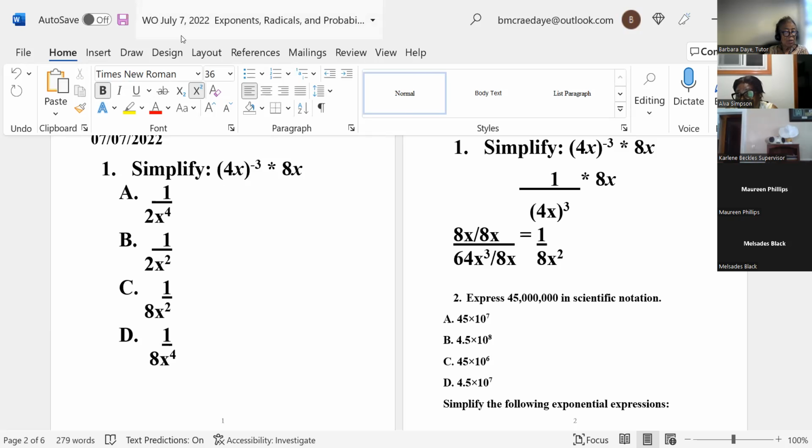Would it be B? Is that 1 over 8x to the second, Alva? Which one is 1 over 8x to the second? A, B, C, or D? 8x to the second is C. C, that's right, Alva. The answer is C. Maureen, maybe you planned to put it there, but you sent me D and you sent me A. Oh, I know it has C, but I must have messed up putting C there.